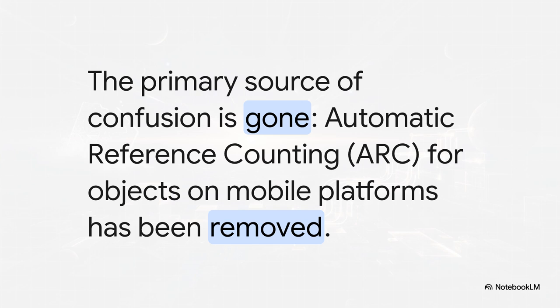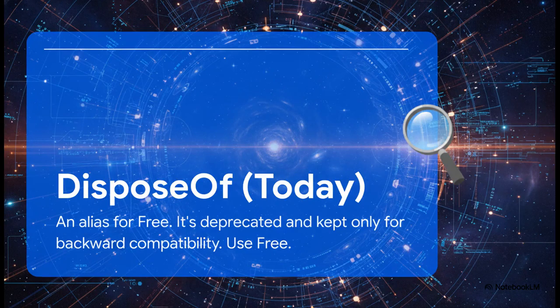So let me be perfectly clear, because this is the most important part of the whole story. The main villain, the primary source of all this pain and confusion, automatic reference counting for objects on mobile platforms, is gone. It's history. Your code now behaves the exact same way everywhere you deploy it. Which finally brings us to the solution of our big mystery.